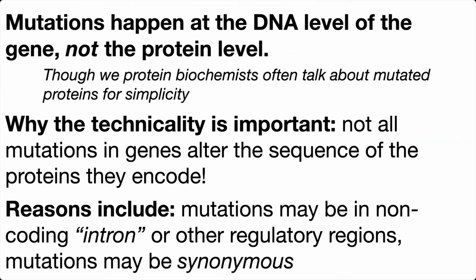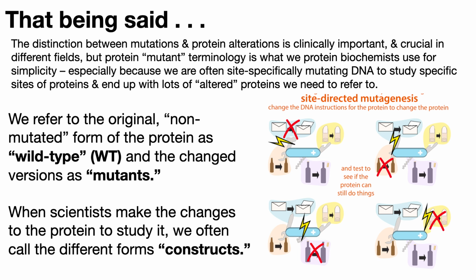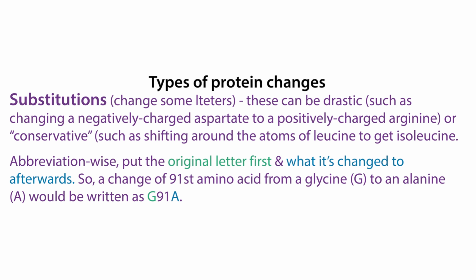And this distinction, although it might seem pedantic, actually is important in particular contexts, especially when you're thinking about clinical things, you're thinking about evolution, all these various things. Not all mutations are actually going to cause changes in proteins, even if they're happening in a region of a protein coding gene, and even if they're happening in a coding region of a protein coding gene. And so that technicality is important, but for practicality, with protein biochemists, we often talk about mutated proteins.